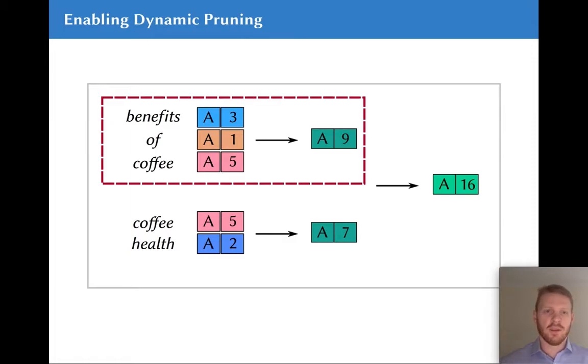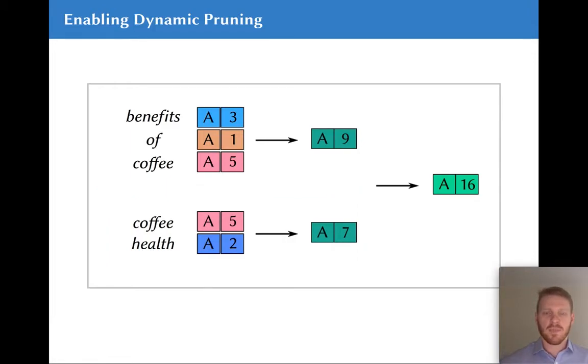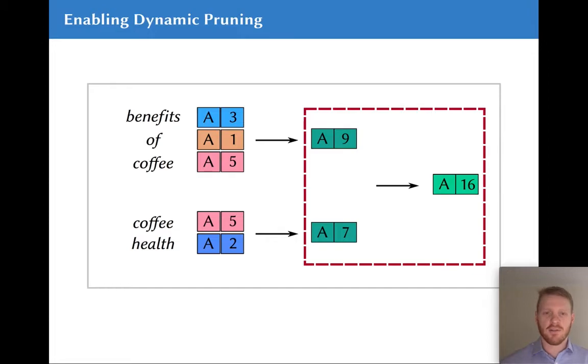In the first multi-query, we're going through and we're seeing that document A has an impact of 3 for the term benefits, an impact of 1 for the term of, and an impact of 5 for the term coffee. And what that gives us is 9. So document A scores 9 for the query benefits of coffee. We then run the coffee health query. Coffee again scores 5 and health scores 2, and that gives a score of 7. And at the end, we're fusing those two things together to get the final score of 16.